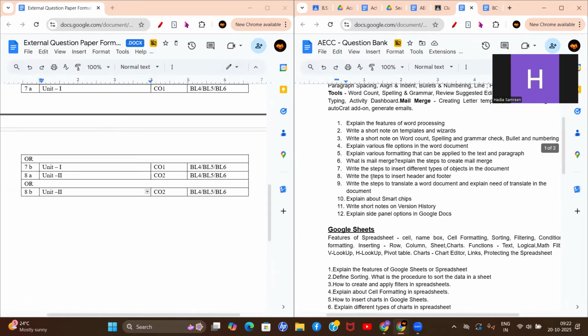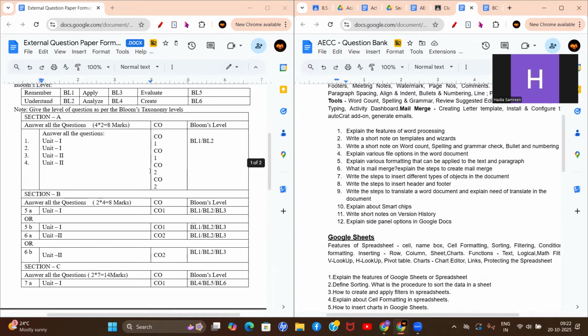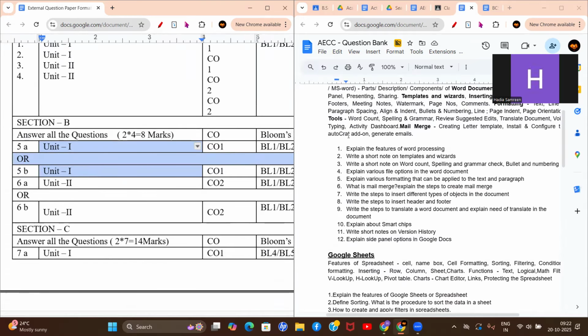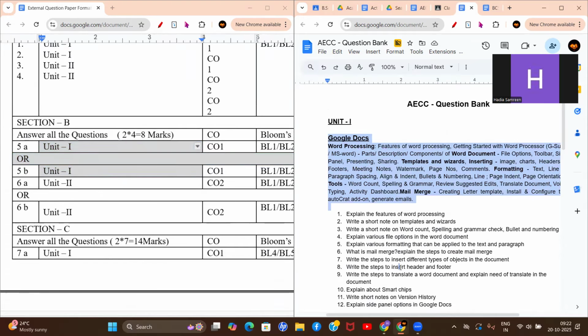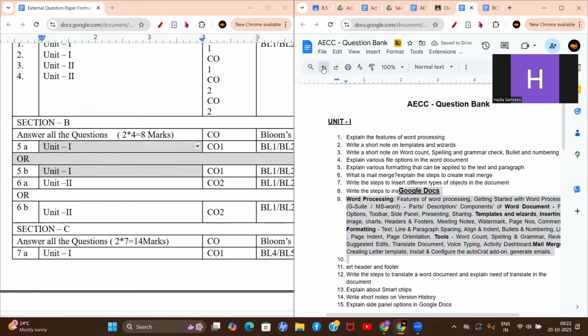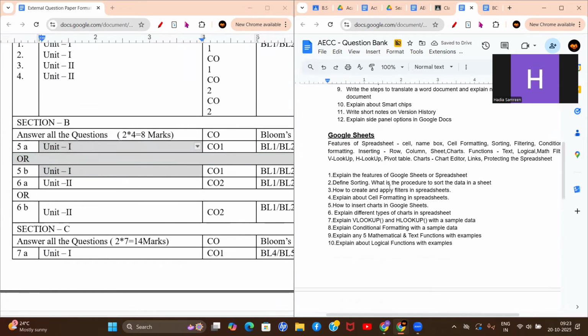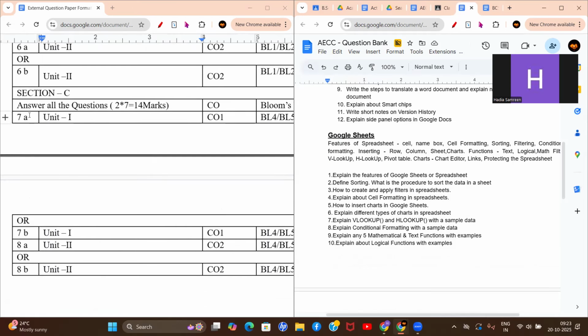Likewise, for Unit 1, let's say we are in Section B, we will be having 5A and 5B from Unit 1. So this 5A will be asked from the first part of our Unit 1, that is from our Google Docs. And this 5B will be asked from the second part of our Unit 1, that is our Google Sheets. Likewise, for Section C, 7A will be asked from the first part of your Unit 1, that is Google Docs, and this will be from Google Sheets.